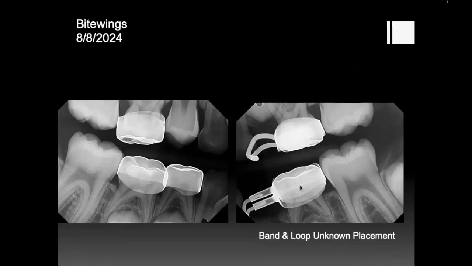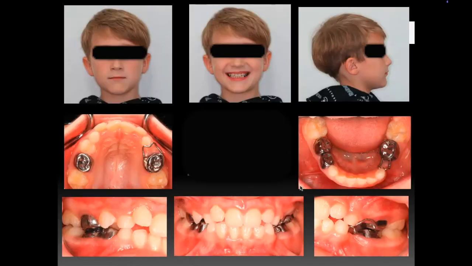Yep. And then here we have some bitewings. Those are the most up-to-date ones that we had. And again, hard to say for sure, but it does appear, at least from the x-ray, that maybe we did lose some space on that upper left side. We'll see when we get to the other images. So here is the full image series. All right, let's hone in on the maxillary occlusal view for now.